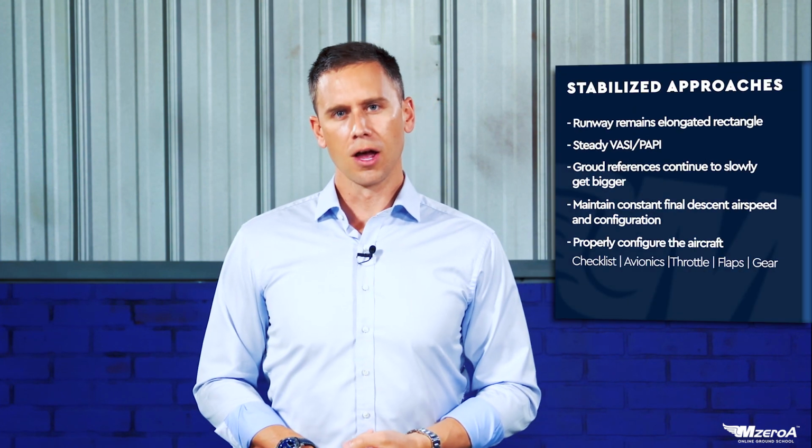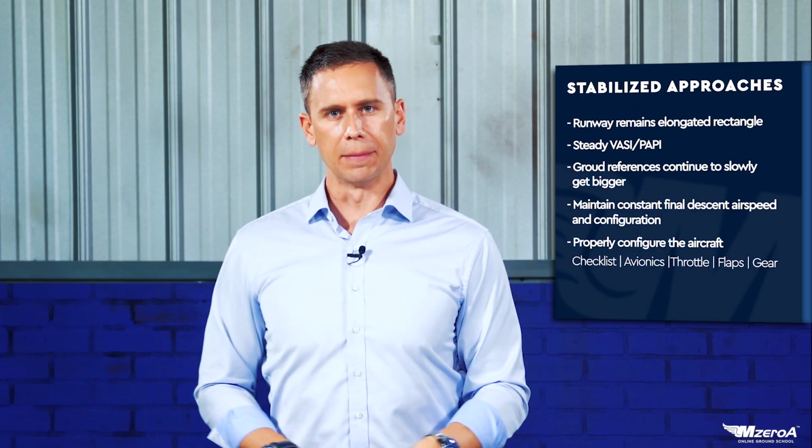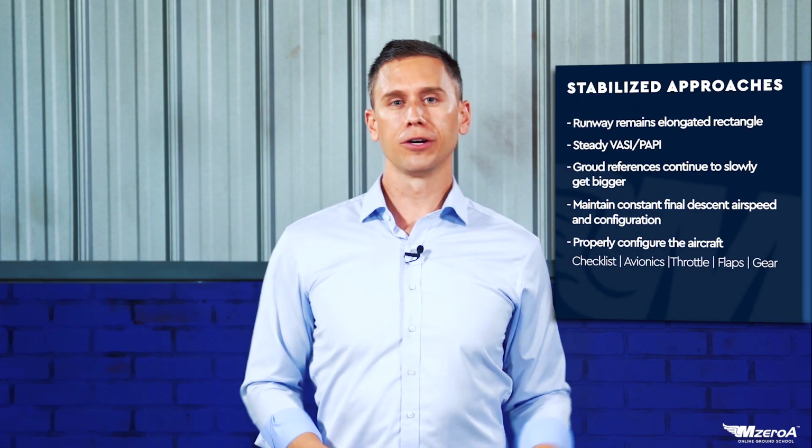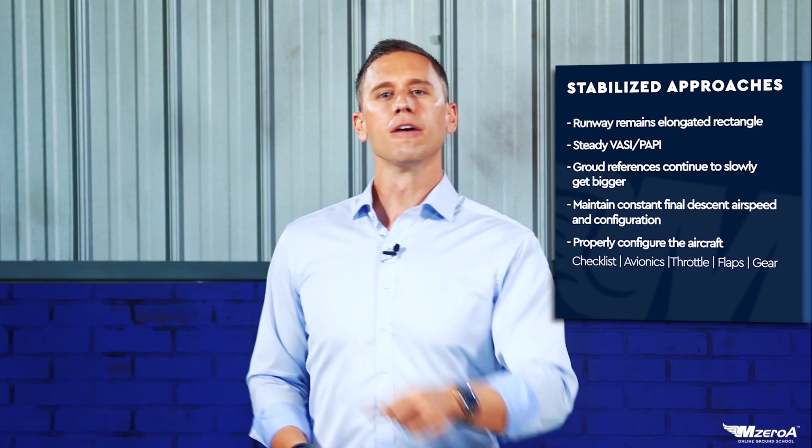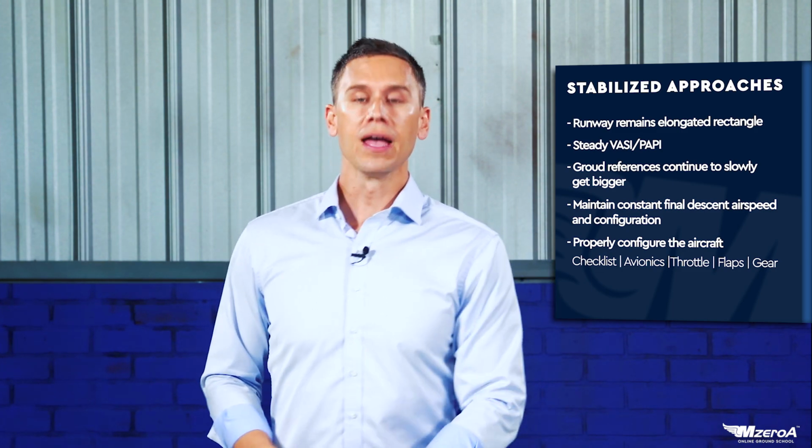So let's talk about the stabilized approach here. It's a theme, this 31-day Safer Pilot Challenge, of staying ahead of the airplane. Is the throttle set? Are the flaps where I need them? Is my gear down and locked? 3 green, checked 3 times, confirmed. Fuel selector on the fullest tank or both.